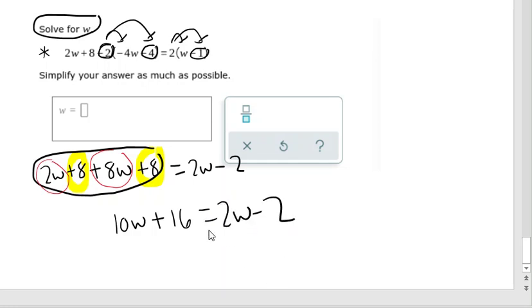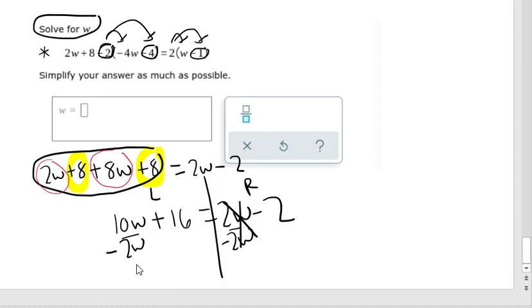Now at this point, we have an equation with the variable on both sides. This is our right side, this is our left side. So in order to solve this equation, we first need to get the two terms that have the same variable to be on the same side of the equation. So if we subtract 2W from the right side, that's going to eliminate this term from the right side. And if we subtract 2W from one side, we have to subtract 2W from the other side.